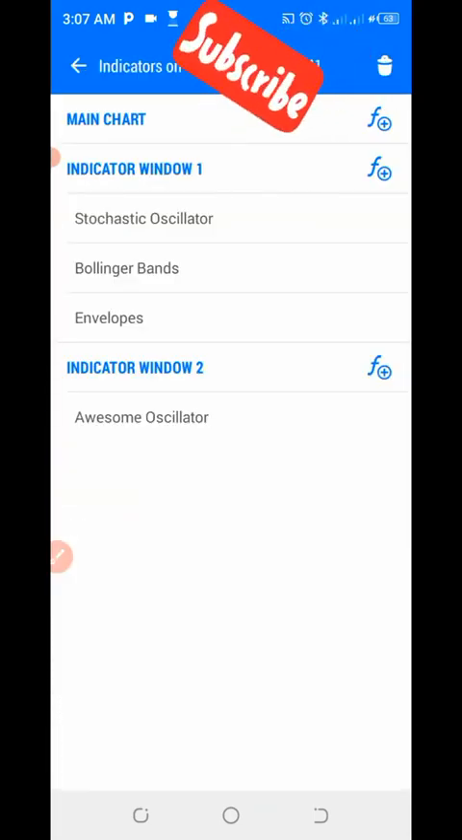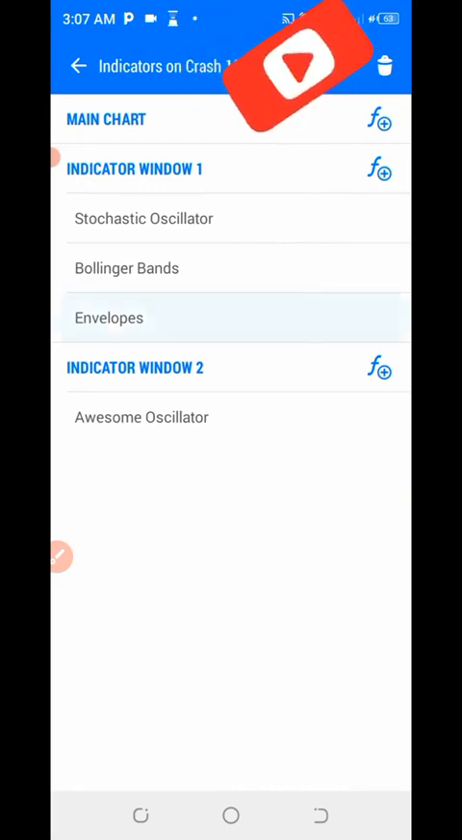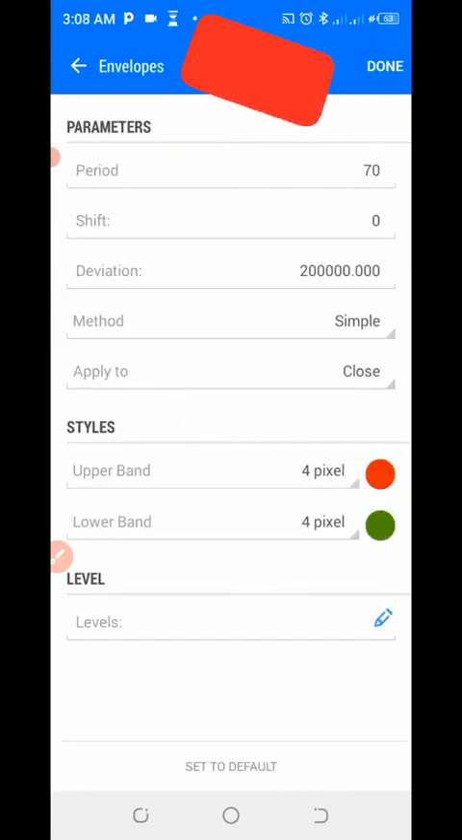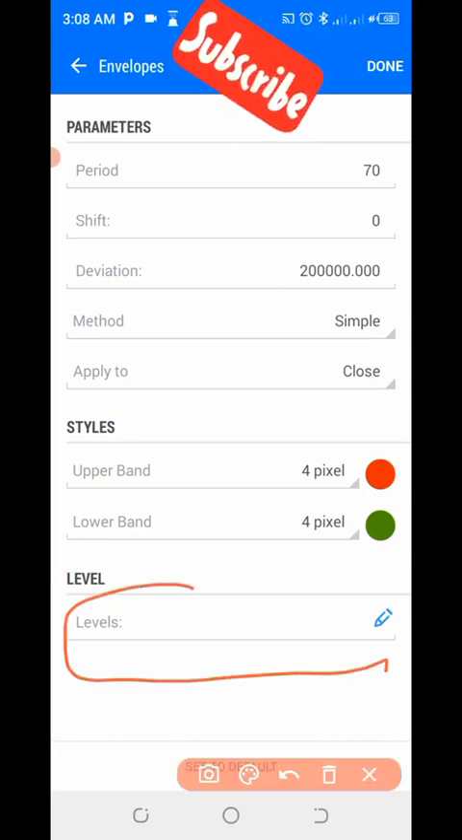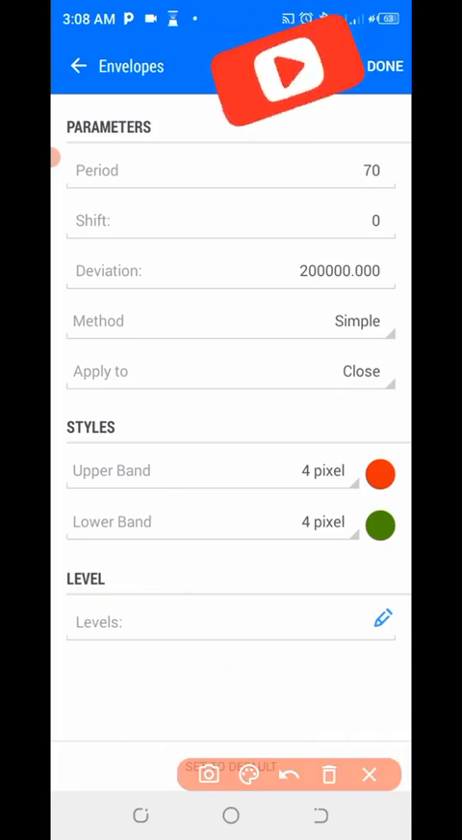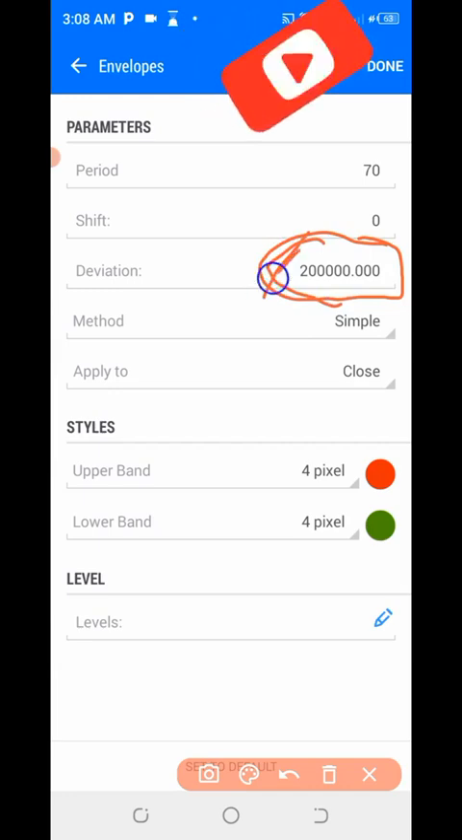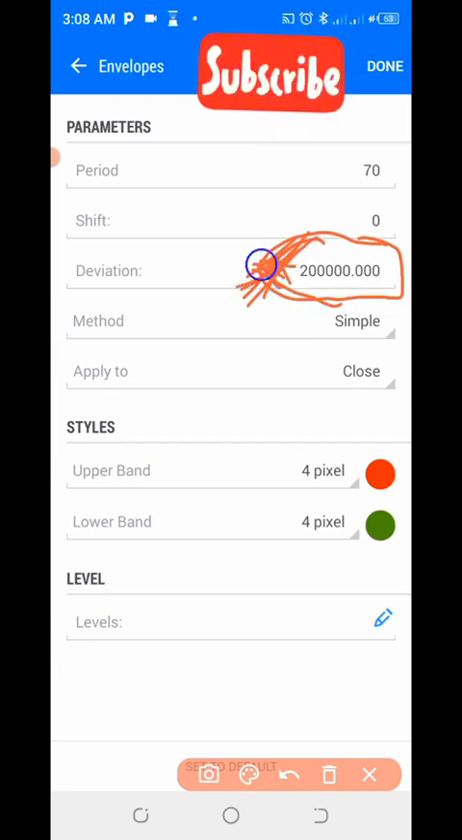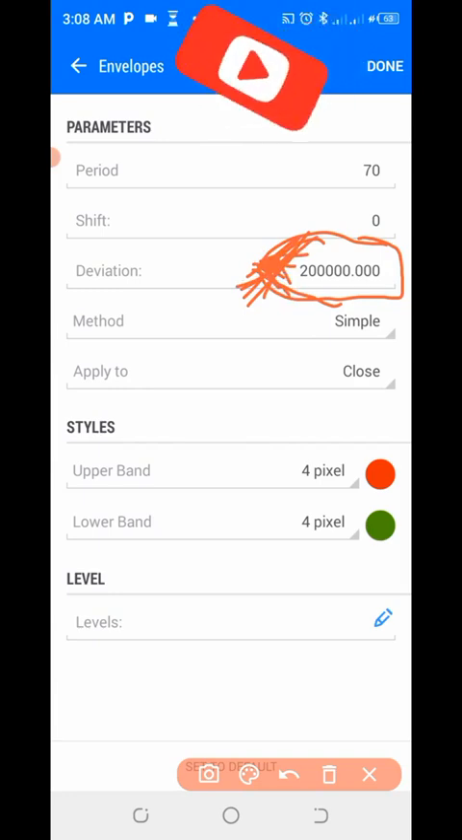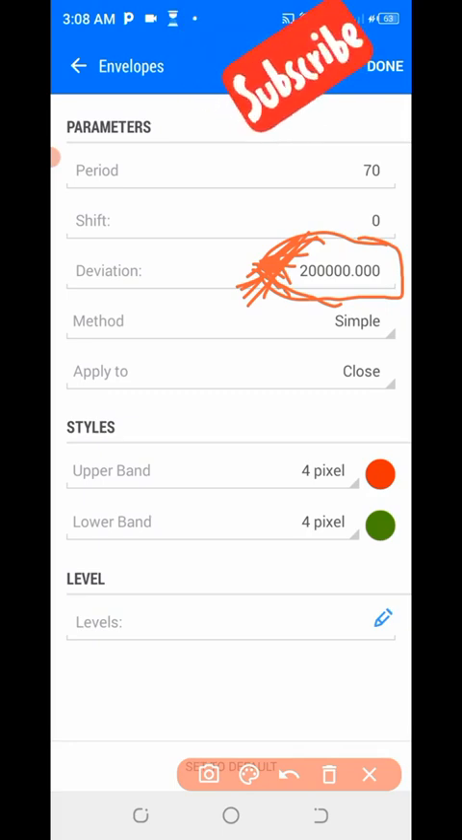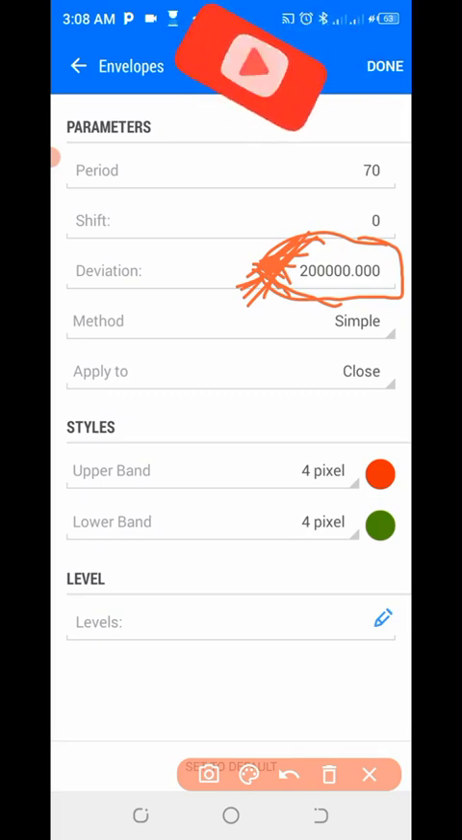The last indicator we'll be using is this envelope indicator. The period is 70, shift is 0, deviation is 2, method is simple, apply to close. For those that are very conversant, you will observe that the deviation we are using for both our stochastic, our Bollinger Band and our envelope is the same thing. Why? Because we are viewing the momentum and the trend with 2 different indicators. So whichever one gives us the signal, we can see what we need to see. That's why we are using the same deviation for the two.